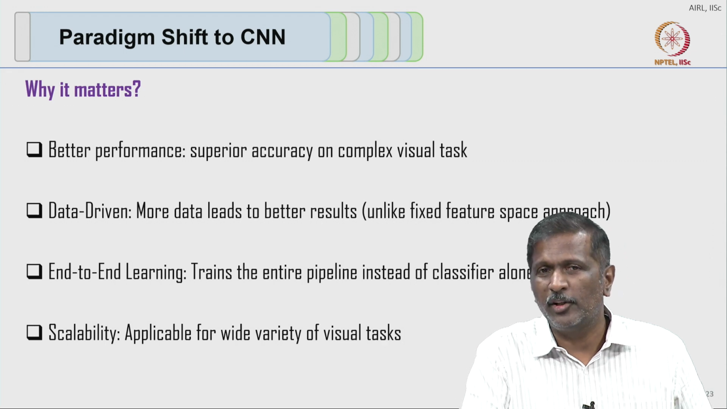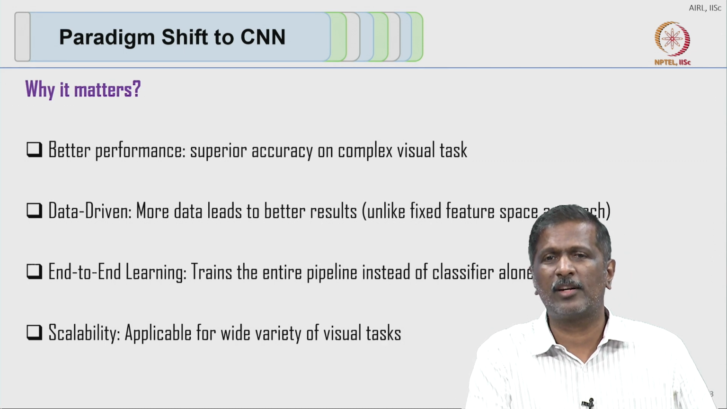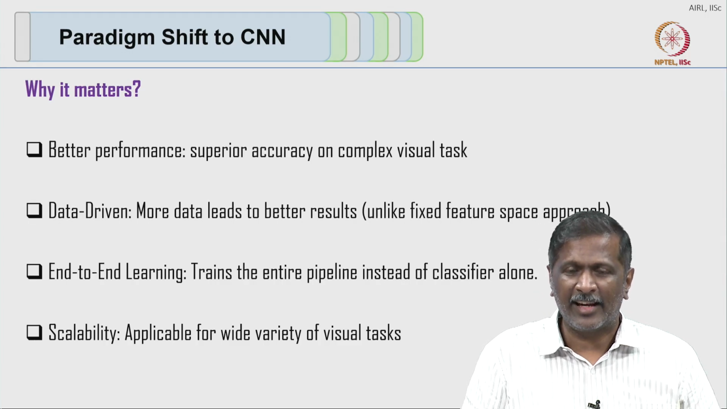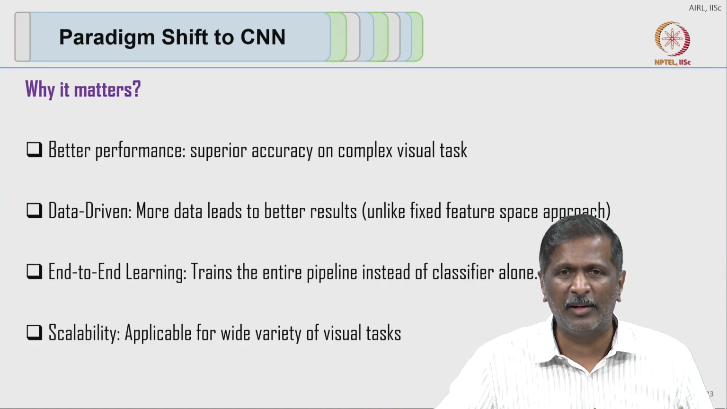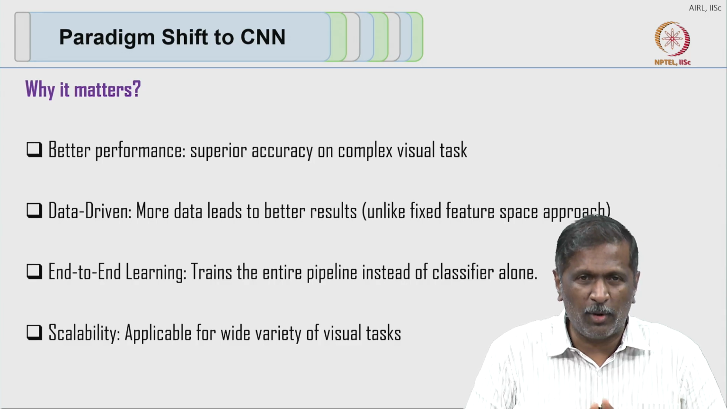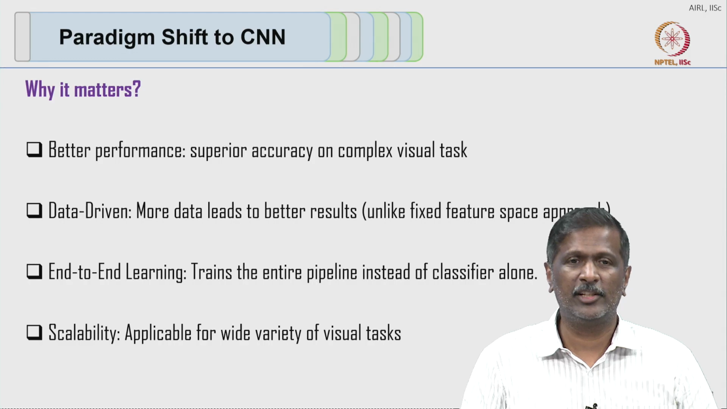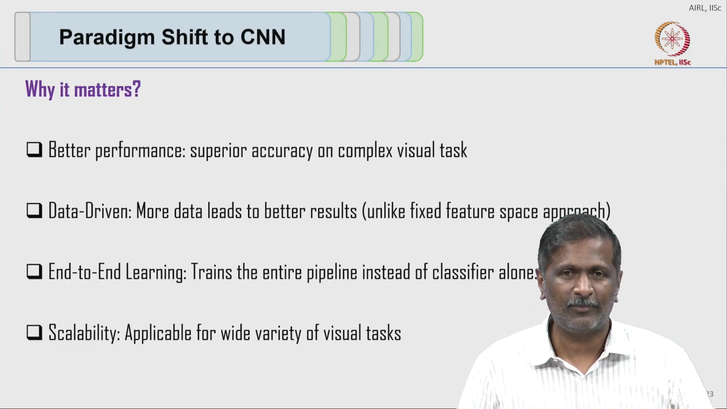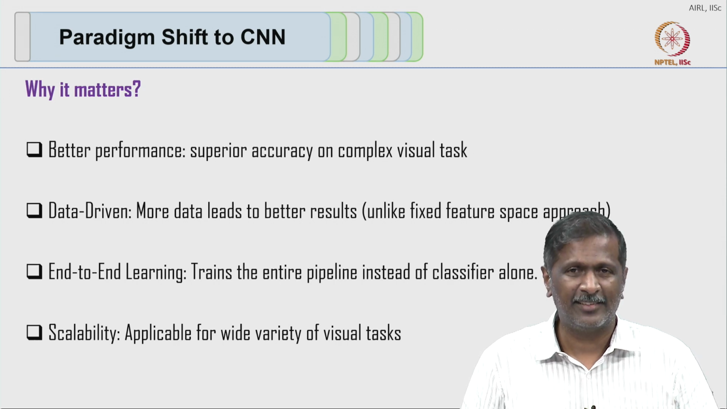I don't want to depend on a human expert to extract the features which are more relevant or best represent the data. Can I learn it just by looking at the image and get my feature space as well as decision space learned accurately? I want that kind of end-to-end training. Scalability should be there. It should be applicable for a wide variety of visual tasks, right? If all this is possible, then yes.